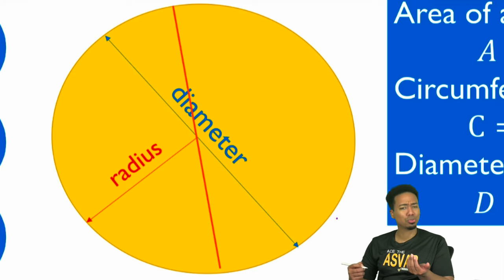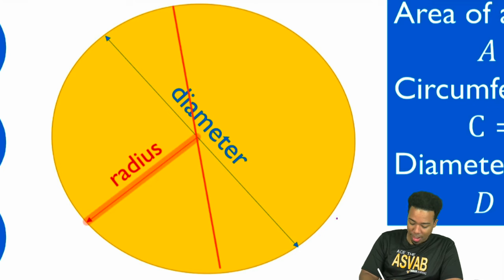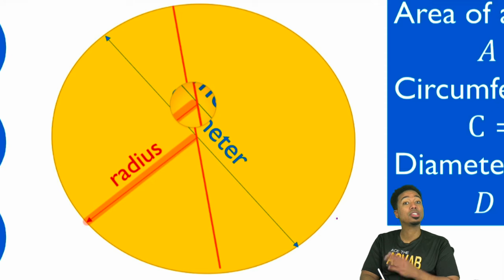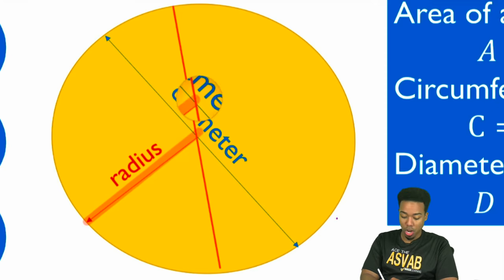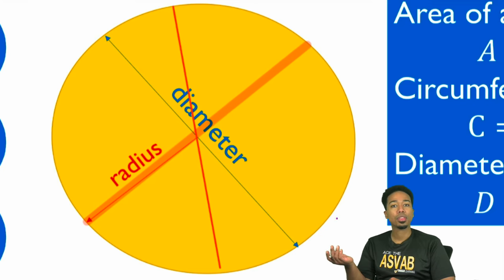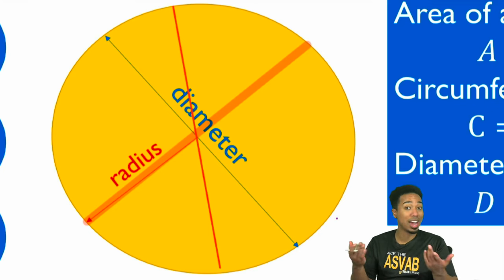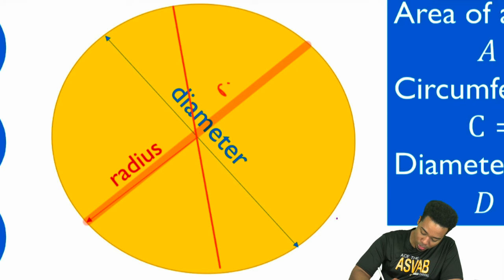And why is that true? Well, guess what, my party people, look. If I take a look right over here, let me use a red highlighter. If I have one radius here, which is the distance from the center to the edge of the circle, and I draw another radius just continuing on, look at that. I have two of those radiuses together, or more properly known as radii, two of these radii together.